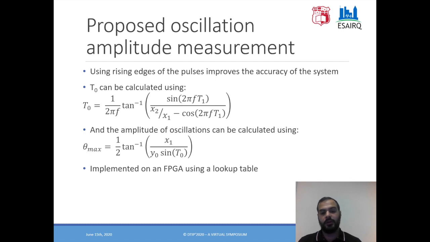Moreover, a more accurate approach would be to use just the rising edge of each pulse in order to measure the amplitude of oscillation. This can be achieved using the two equations shown here. The equations are way more complex than the previous solution. However, they do improve the measurement accuracy. In order to simplify the FPGA implementation, a logic table was implemented for both these equations, thus making them very simple to implement and quite fast.